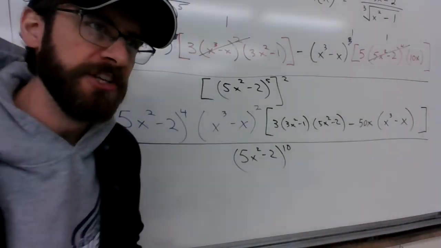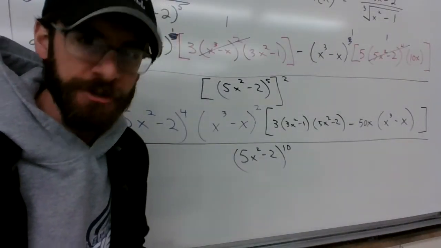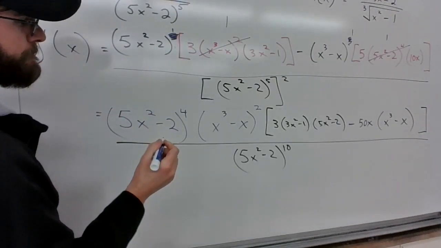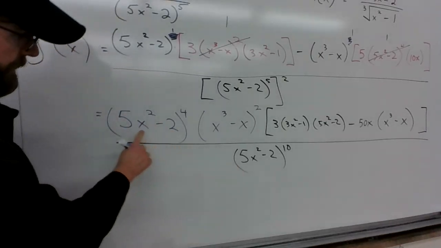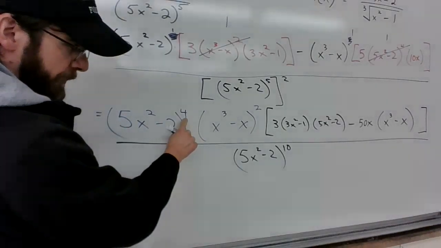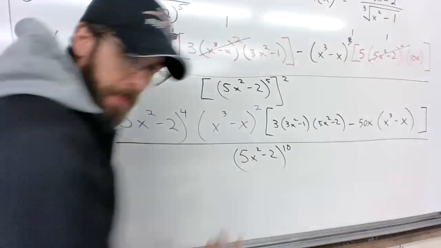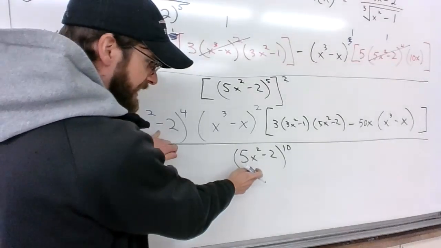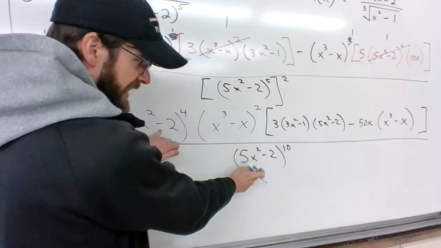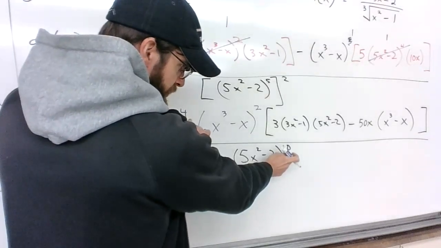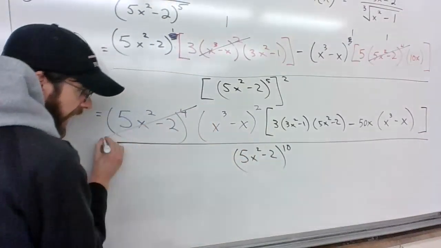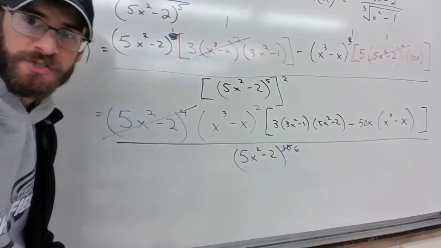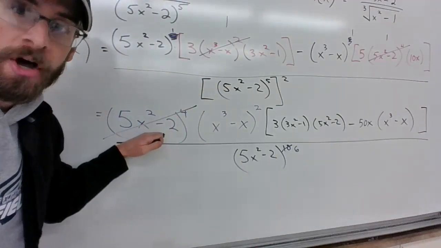I'm wondering if I want to actually commit to that. I do. Let's, oh wait, before we do that though, you see the 5x squared minus 2 to the 4th power and the 5x squared minus 2 to the 10th power? You can actually use the rule of dividing these powers of the same base just means you subtract these two. So 4 on top are going to cancel with 4 on the bottom. So you should be left with 5x squared minus 2 to the 6th power, and this is gone completely.